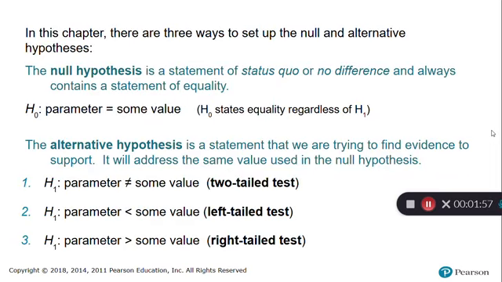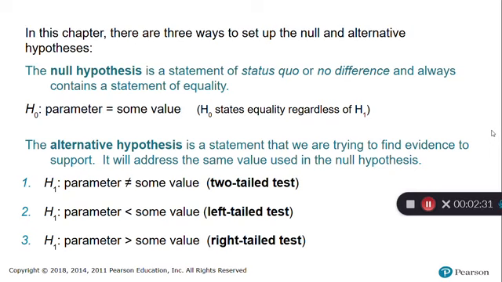So there are three ways to set up the null and alternative hypotheses. The null hypothesis, again, is a statement of status quo or no difference, and it always contains a statement of equality. So for your notes, tell yourself for H naught, it's always an equal sign. So our parameter will be equal to some value. Now, instead of writing the word parameter, ultimately we will say P or mu there, and then we'll have an equal sign, and then we'll actually put the value that we're testing.